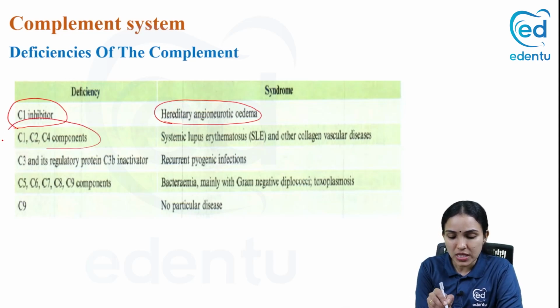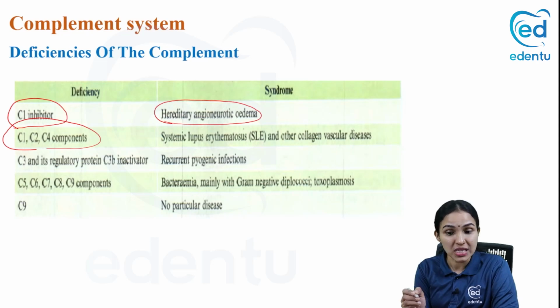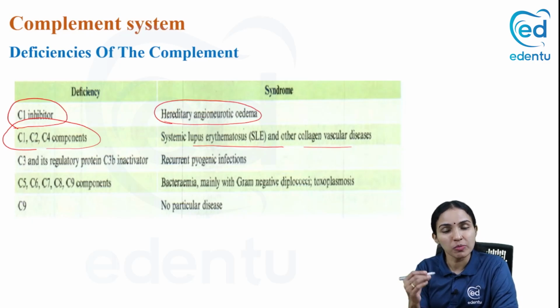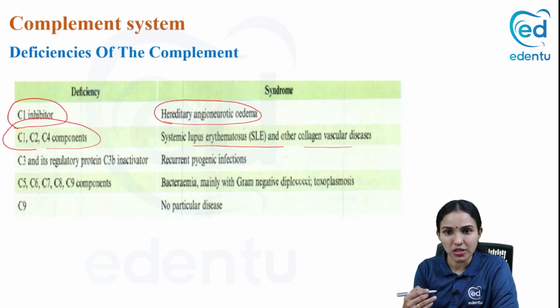Suppose you have the first three components of the classical complement pathway missing. These three components are missing in certain autoimmune conditions like SLE and other collagen vascular diseases. You know, SLE is an autoimmune disease, so there will be more autoantibody formation and antigen-antibody complex formation, which will consume the complements. Complement cascade will always get activated. So that can lead to deficiency of C1, 2, and 4 components.